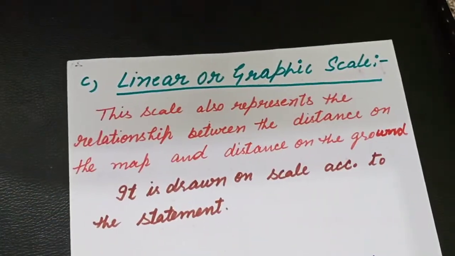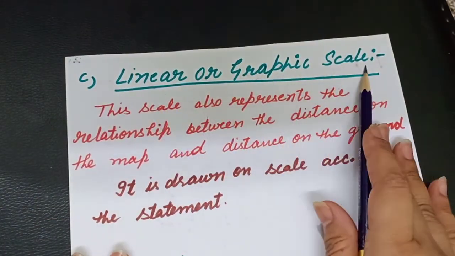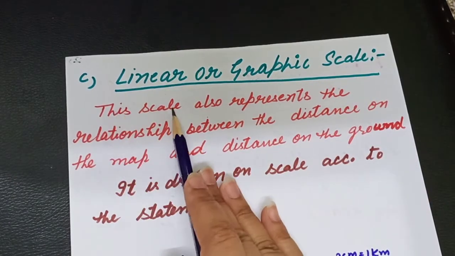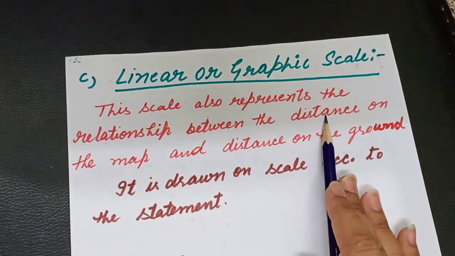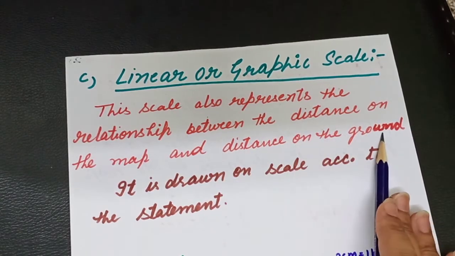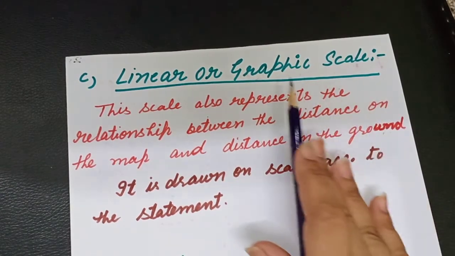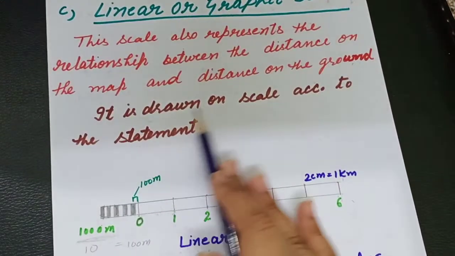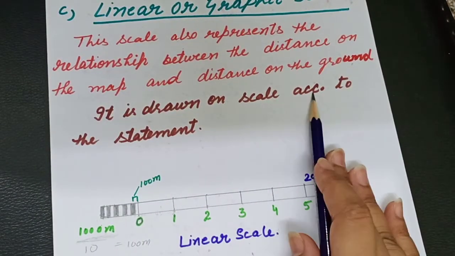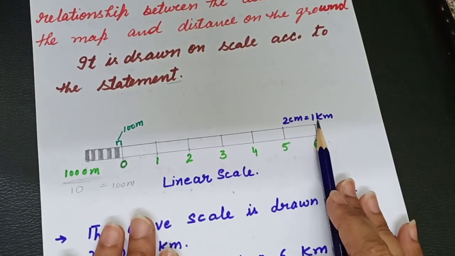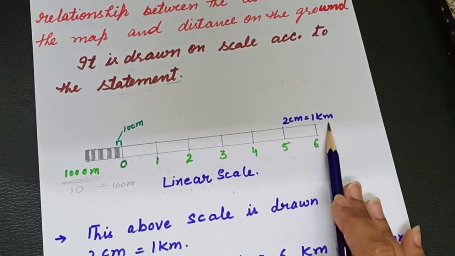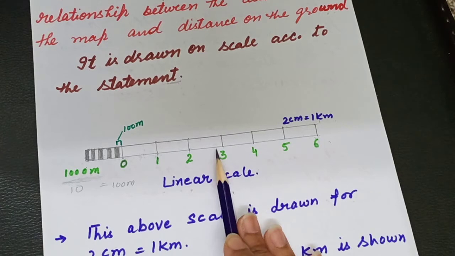Now next, third we have is linear or graphic scale. This scale also represents the same, that is the relationship between the distance on the map and distance on the ground, but in the graphical form. It is drawn on scale according to the statement. So suppose the statement is 2 centimeter is equals to 1 kilometer. So according to this statement, we are going to draw the scale in this form.